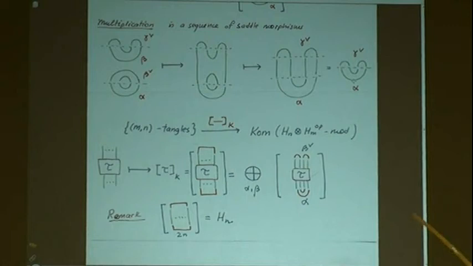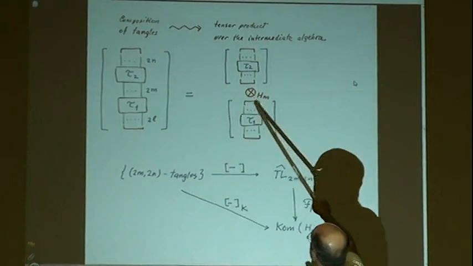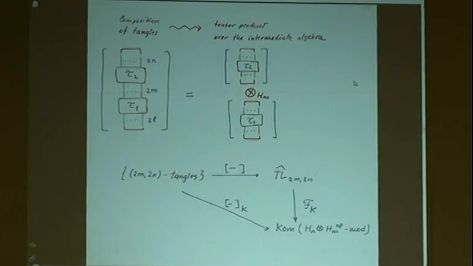So tangles turn into bimodules. And he proves that the composition of tangles turns into a tensor product over H_m. So this is a module over H, this is a module over H, a tensor over the intermediate one, and it corresponds to the closure.